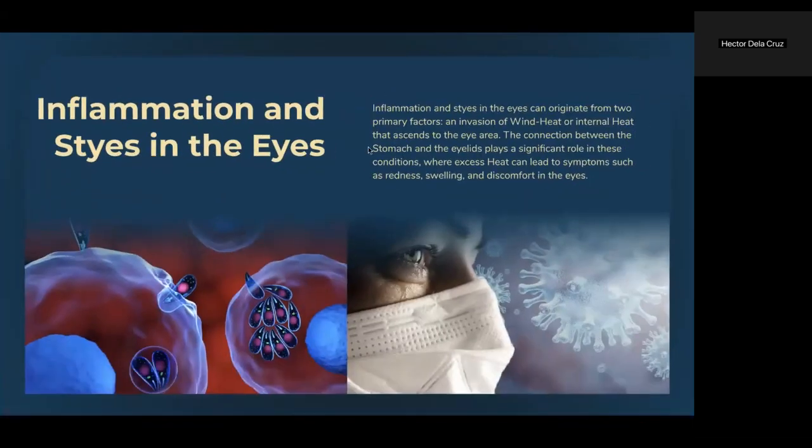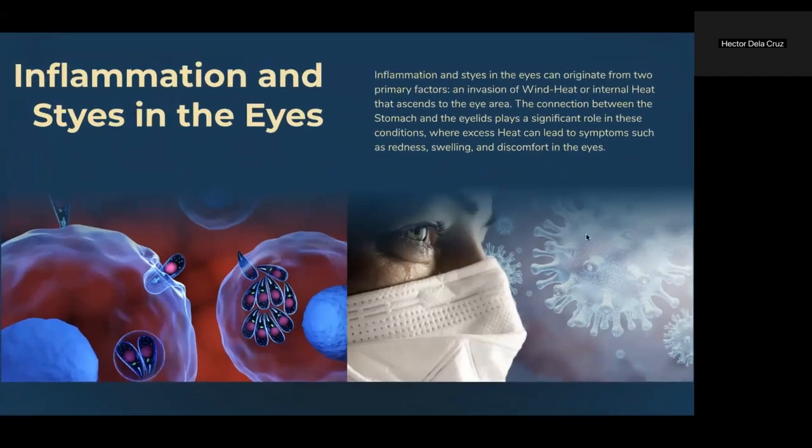Inflammation and styes in the eyes. Inflammation and styes in the eyes can originate from two primary factors: an invasion of wind heat or internal heat that ascends to the eye area. The connection between the stomach and the eyelids plays a significant role in these conditions, where excess heat can lead to redness, swelling, and discomfort in the eyes.